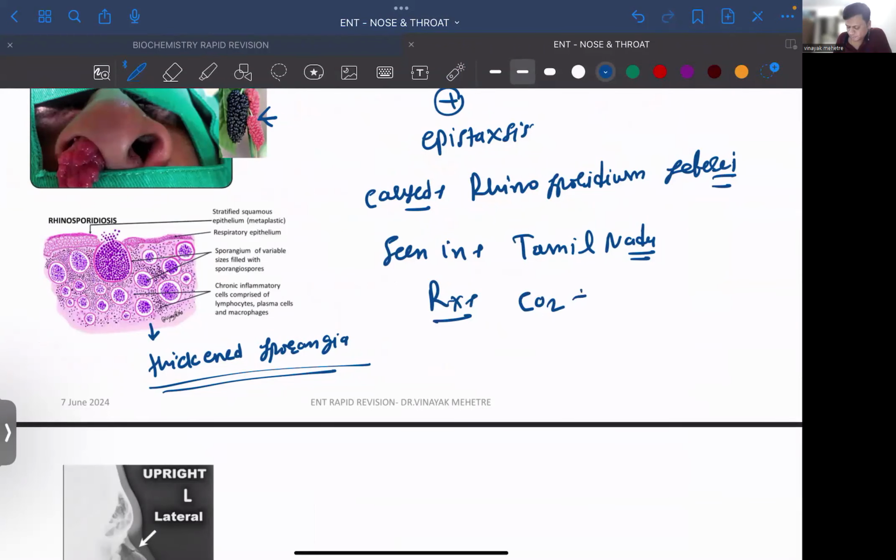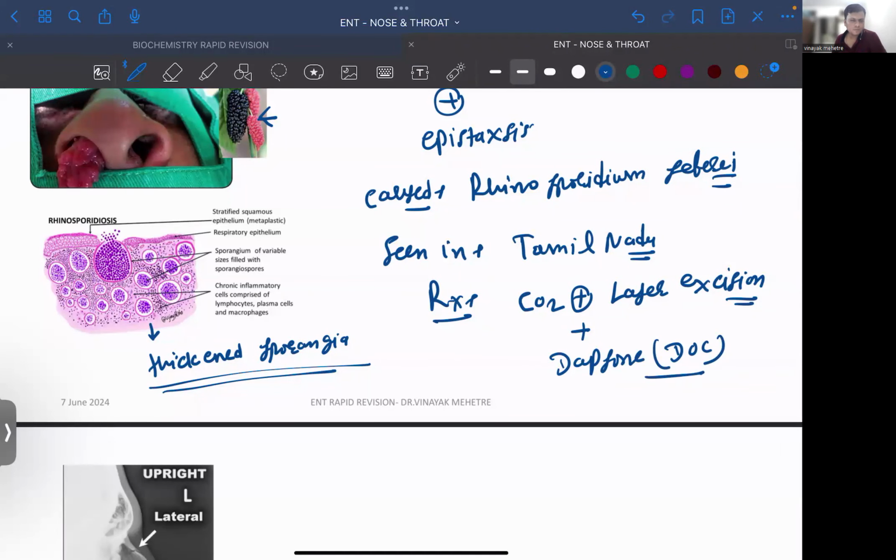Treatment: CO2 laser excision. Okay, plus Dapsone is the drug of choice. Dapsone is the drug of choice.